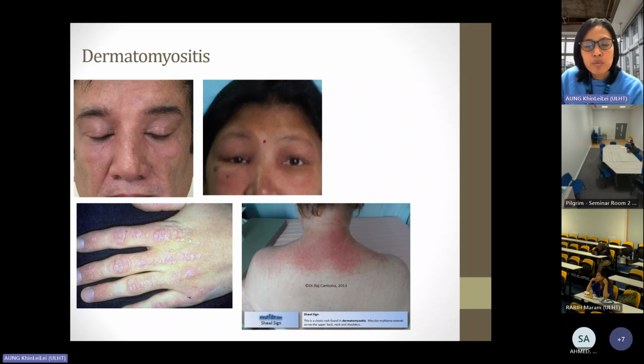This is Gottron papule, erythematous, some scaly rashes over the knuckles. This sign is also called shawl sign, erythematous rashes around the knuckles and around the shoulder. It is like wearing a shawl. That is called shawl sign. This picture you will see in the MRCP2 exam.